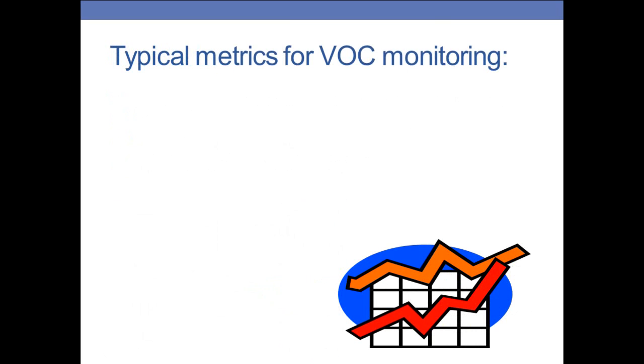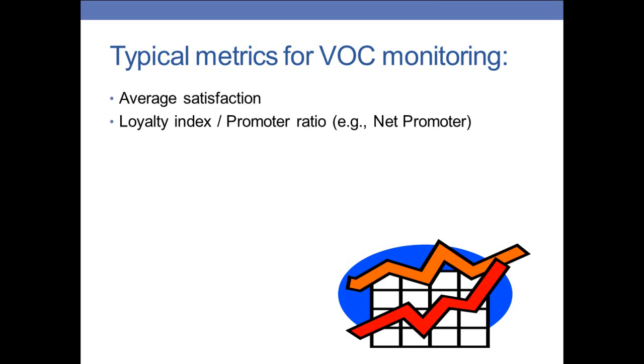Typically, you would want to combine high-level indicators from a variety of VOC sources, such as surveys, contact centers, and social media. It's also a good idea to complement these VOC metrics with a few operational and sales indicators. Average customer satisfaction is probably the most common, although many companies use a loyalty index instead. Loyalty indexes are calculated from a combination of measures, like customer satisfaction, willingness to recommend, and likelihood to repurchase.